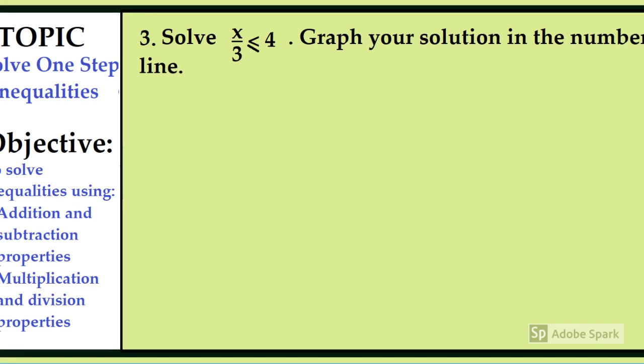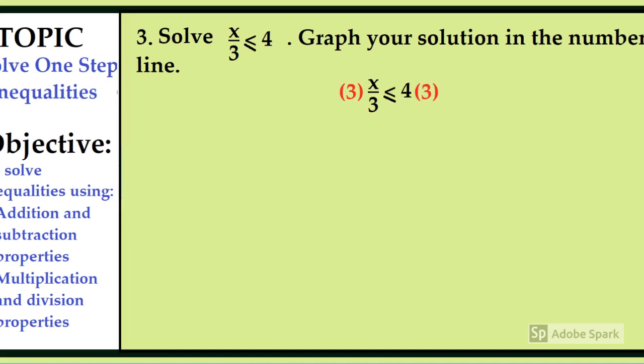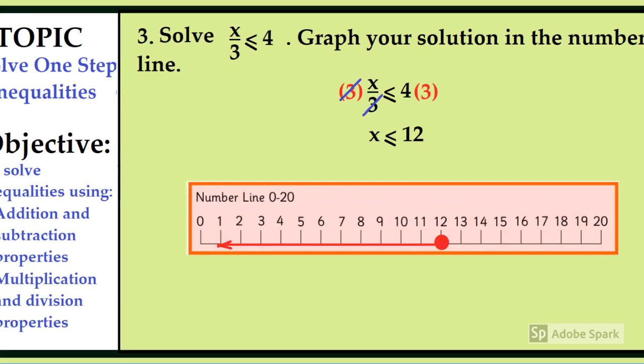Let us solve x over 3 is less than or equal to 4. Graph your solution in the number line. Since x over 3 is division, we're going to multiply 3 on both sides. 3 divided by 3 is 1, and 4 times 3 is 12. Therefore, x is less than or equal to 12.